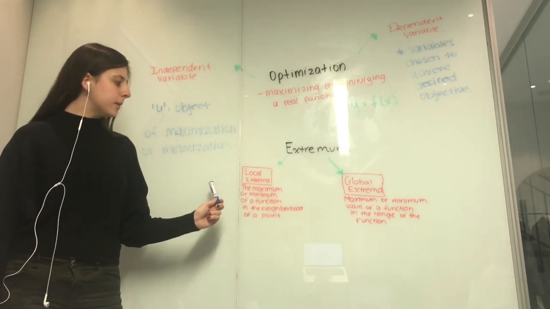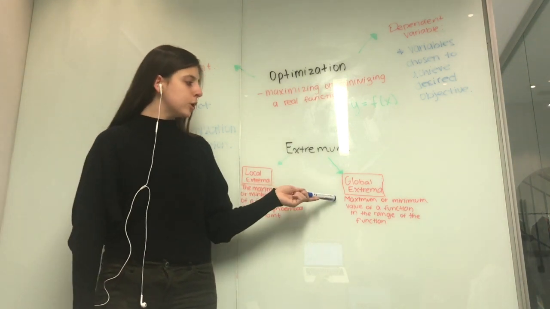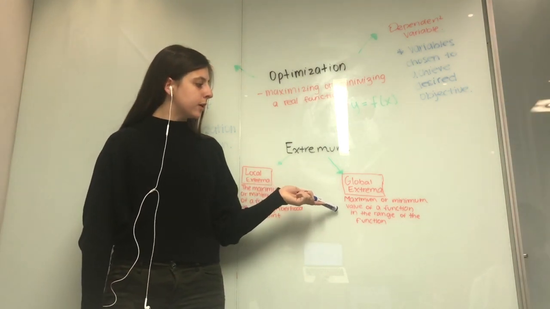The local extrema would be the maximum or the minimum of a function in the neighborhood of the point, while the global extrema would be the maximum or minimum value of a function in the range of the function.